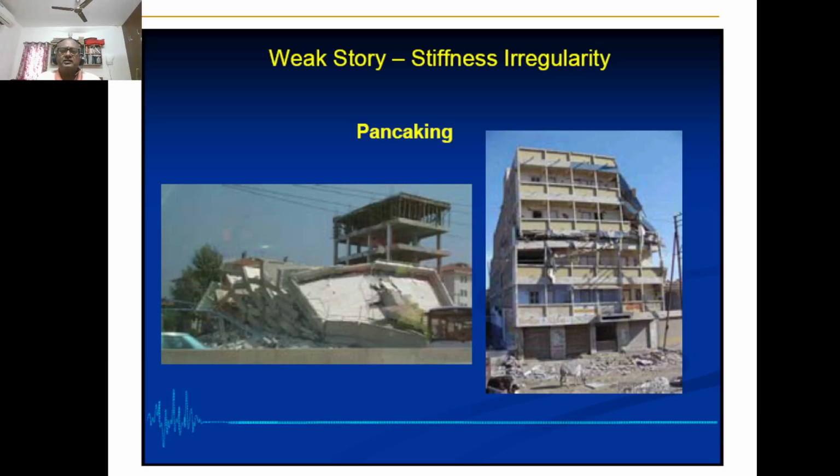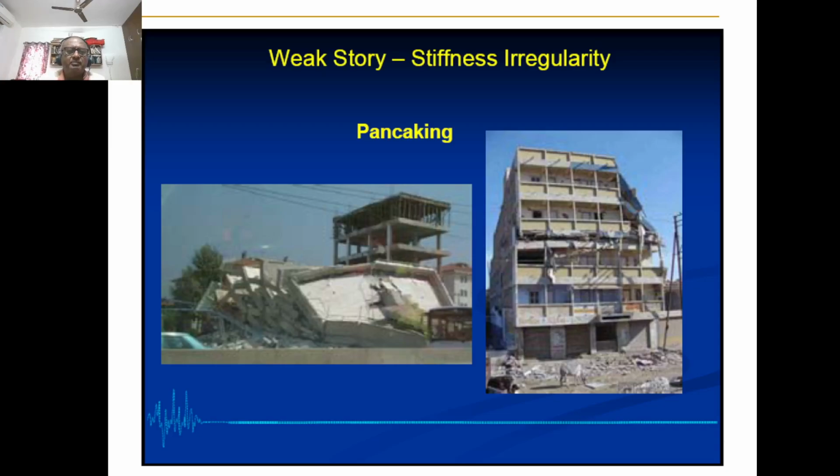And we have seen weak story and stiffness irregularity in the previous case also. So these are the pictures in which we call pancaking. The whole big structure comes down with what we call weak story. That is, the columns are not having enough strength to resist, even though it is regular or not regular, as the case may be. Stiffness irregularity is when we have a soft story kind of thing, or variation in the elevation, something like that. Even if you have a regular building, if you have a weak story, that means the columns are not that strong compared to the beam. So that situation also can create pancaking.